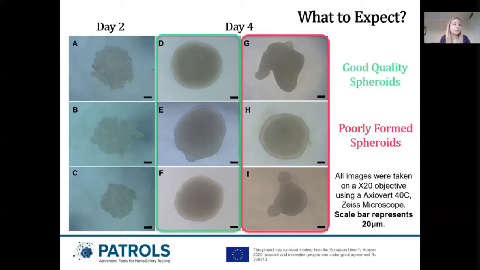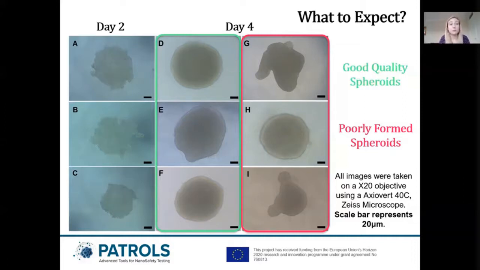So as shown here between D and F, highlighted with a green outline, is a good quality spheroid, so it's what you'd expect to see. You want a compact, singular, spherical structure that hopefully has formed over the 3 days in the hanging drop.